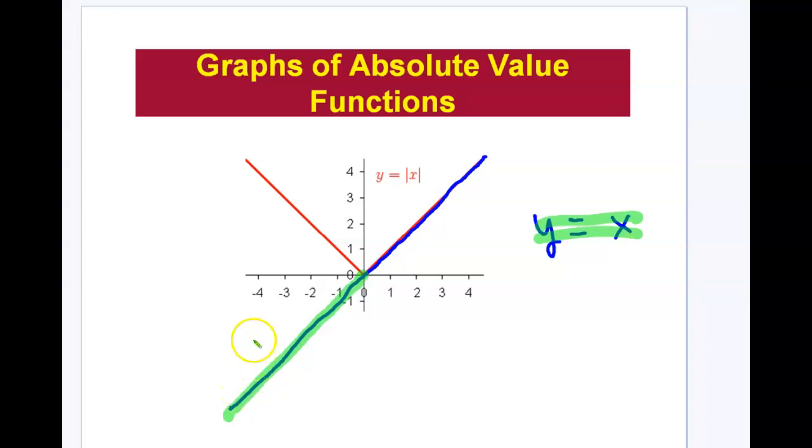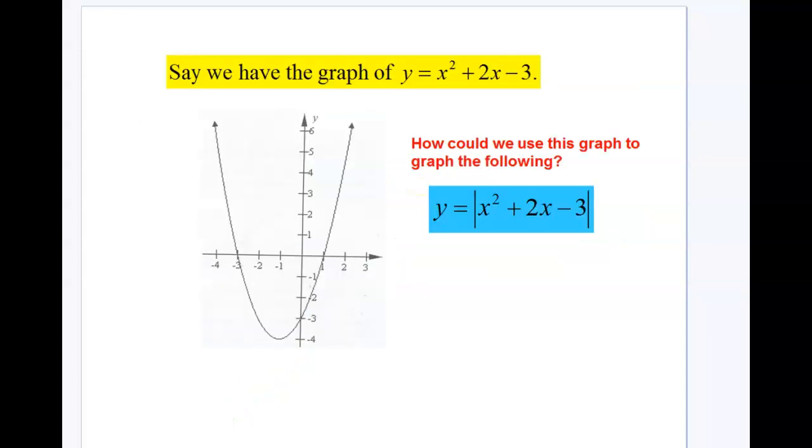So if it was negative 4, it becomes positive 4. If it was negative 3, it becomes positive 3. And that is why you get this V-shaped graph for the absolute value of x.